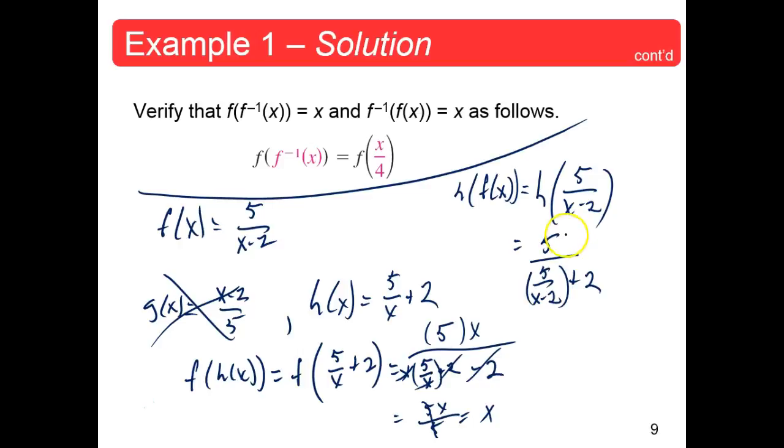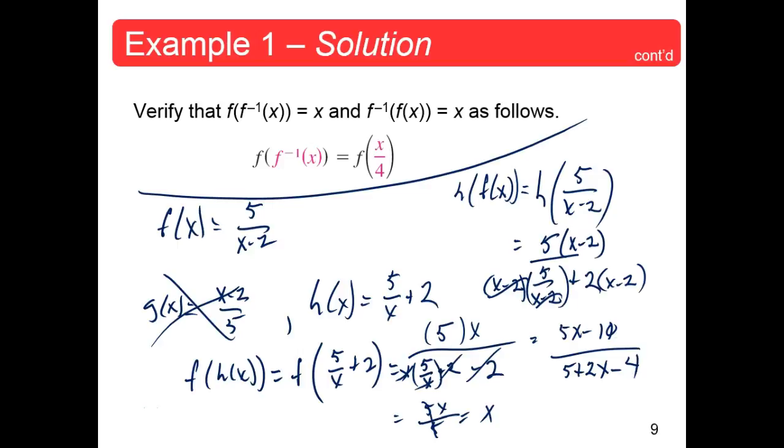X minus 2 sounds like a good idea. Multiply this by x minus 2, this by x minus 2, and this by x minus 2. Multiply numerator and denominator by x minus 2. That is 1. So this in the numerator becomes 5x minus 10. Denominator here, that goes out, and you get 5 plus 2x minus 4, right? Is that what you said?